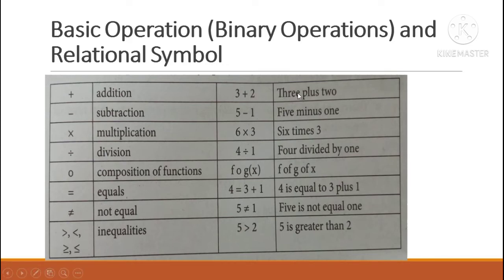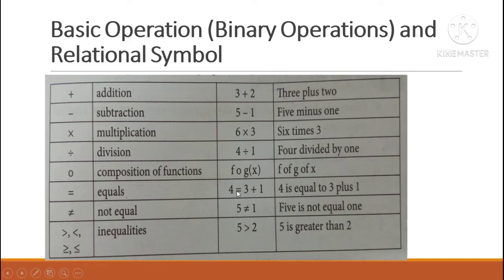So we have the sentence 3 plus 2, 5 minus 1, 6 times 3, 4 divided by 1, f of g. This is composition of, so f of g of x. The open and close parenthesis means of, so we read it as g of x. Naintindihan po? Next, equal.